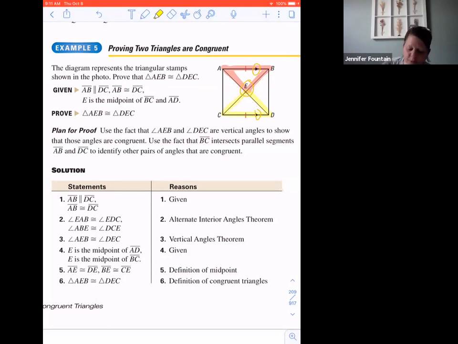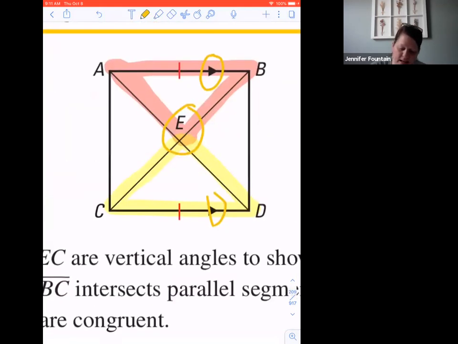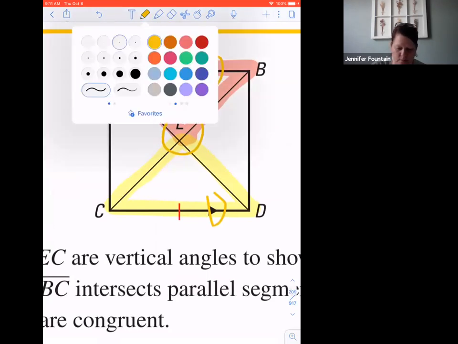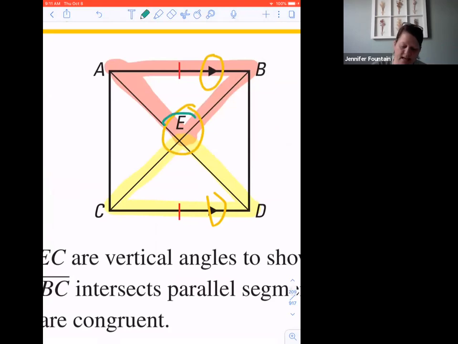So it says plan for the proof. Use the fact that angle AEB and angle DEC are vertical angles. So look at that here. I can see that this angle here and this angle here are vertical angles. And remember, vertical angles are congruent.